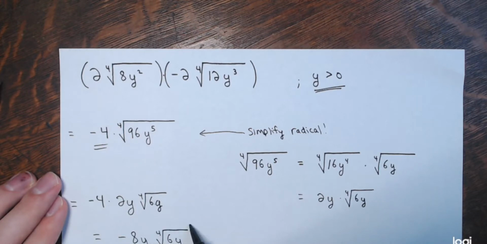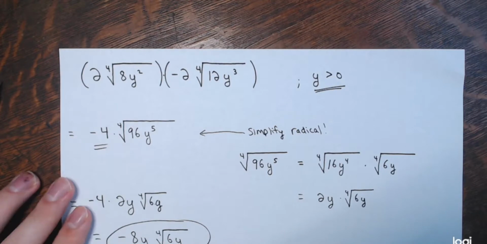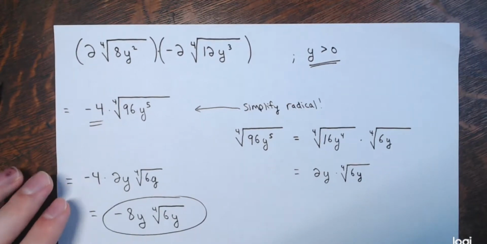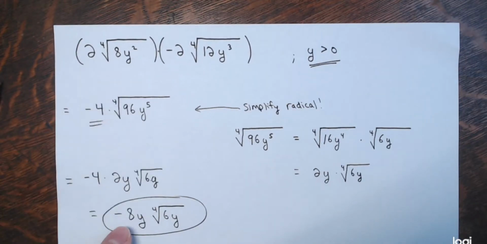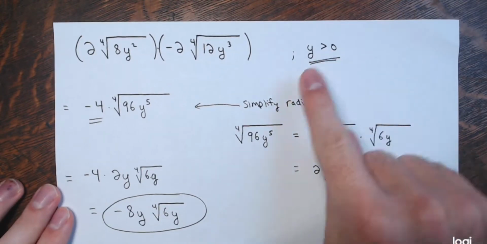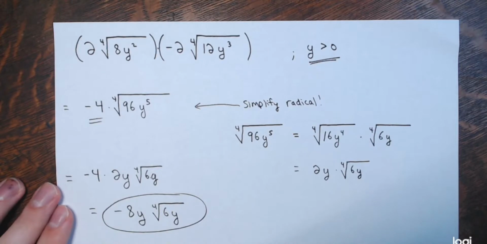All right, so when all's said and done, when everything is completely simplified and multiplied, this ends up being negative 8y, outside the radical, times the fourth root of 6y. And once again, because y is positive here, no need for the absolute value symbol around that y.